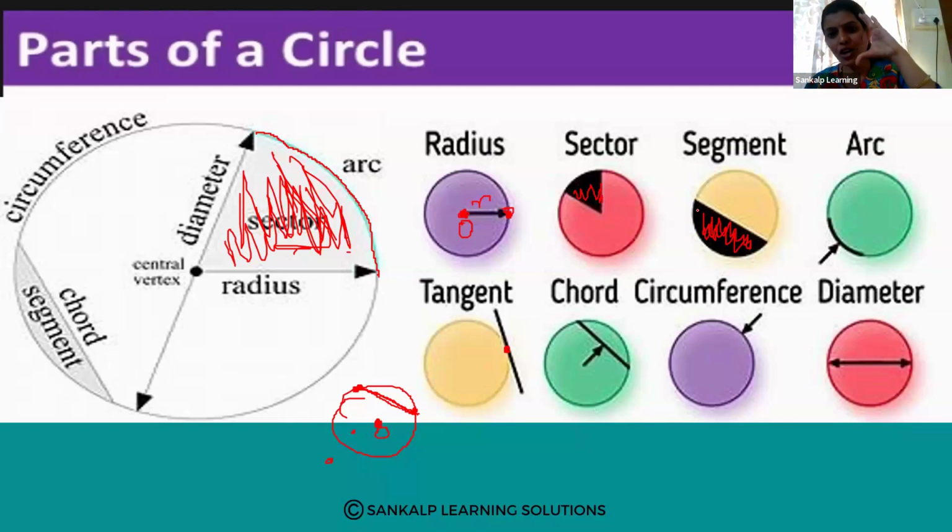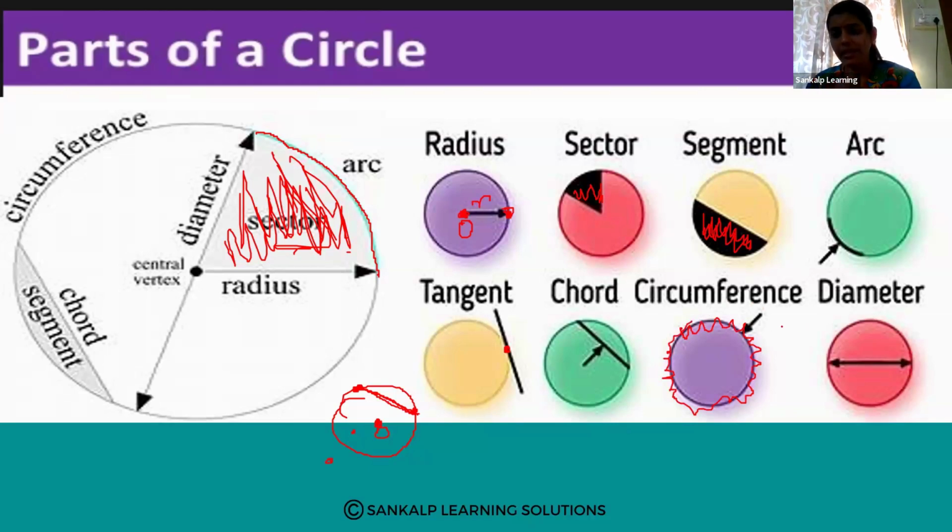Segment andre chord baratte matte arc baratte. Sector alli this is the area between two radius and one arc. Okay, next. Circumference and diameter. Circumference means what? It is the outer surface, length of the outer surface. Okay, so this part we call it as a circumference.